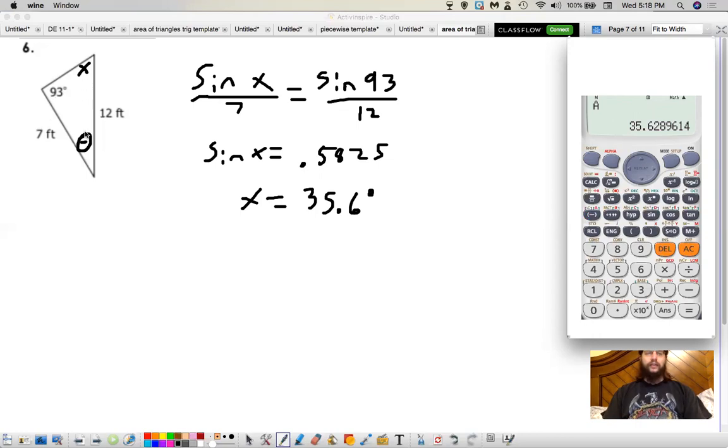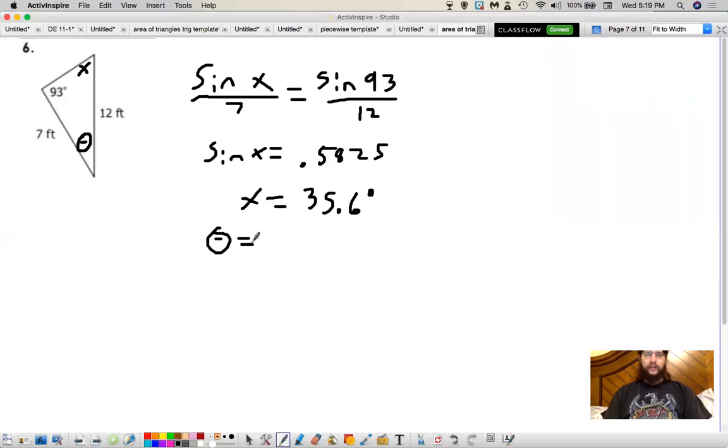Well, I know there's 180 degrees in a triangle, so if I add these two up and take that number from 180, I should get theta. So this number plus 93 is that, sure. 180 minus that answer is 51.4. So theta is about 51.4.